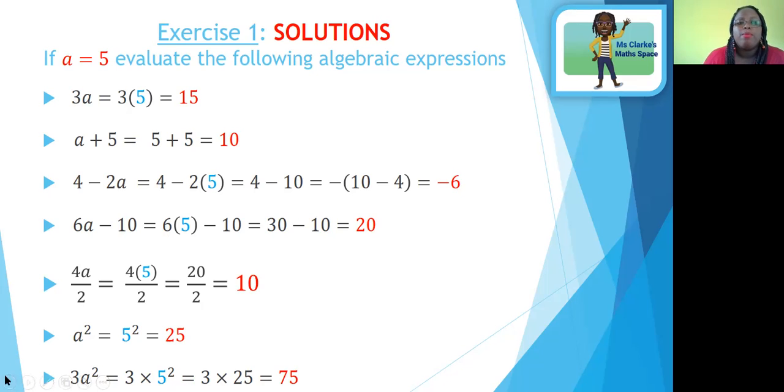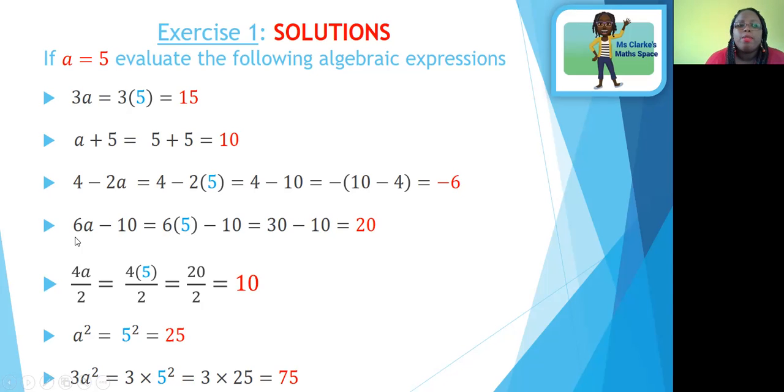Third example, we have 4 take away 2A. So we're going to write back the 4, the take away sign, and where we see A, we're now going to replace it with 5. So you see I have my 5 in blue there, so it becomes 5 in brackets. And following the rules of BODMAS, we need to work out the brackets now. So it's going to be 2 by 5. 2 multiplied by 5 is 10. So it becomes 4 minus 10. And using our rules of directed numbers, we know that the resulting answer will be negative 6.